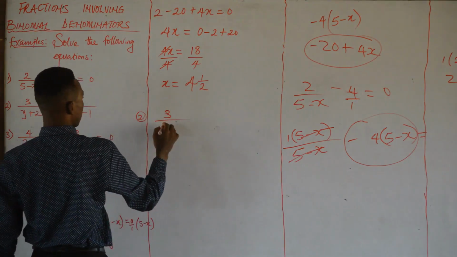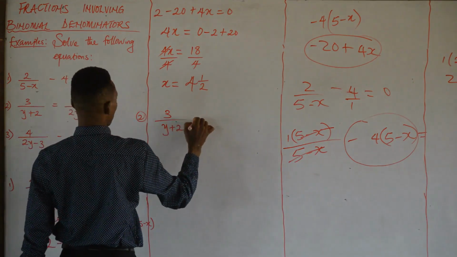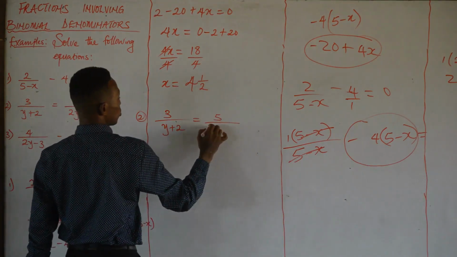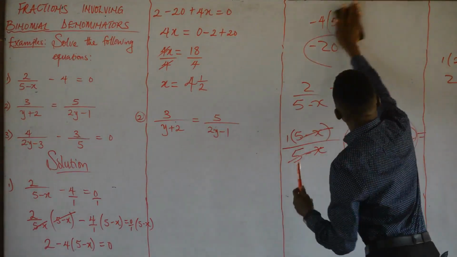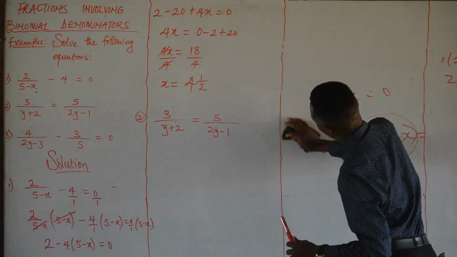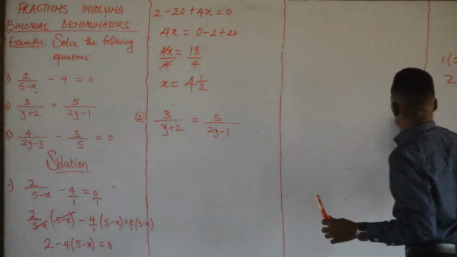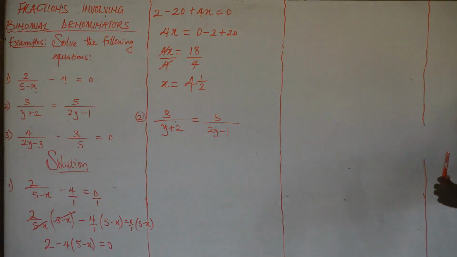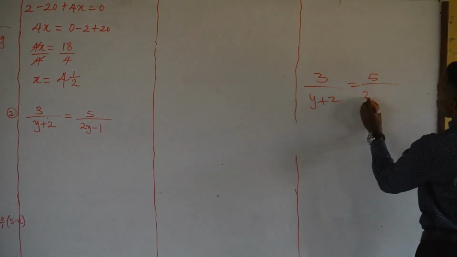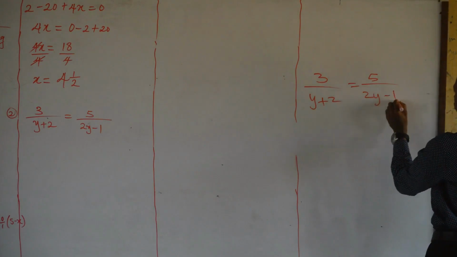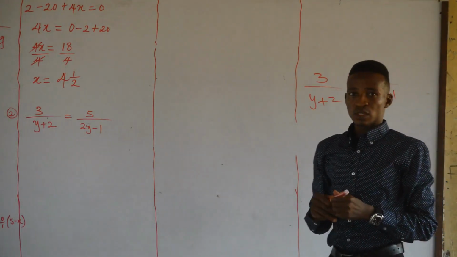And for the second one, we have y plus 2 equals 5 over 2y minus 1. Now let me rub off my rough book to be able to solve it again. So writing it in my rough book now, I'm having 3 into bracket y plus 2 equals 5 over 2y minus 1.